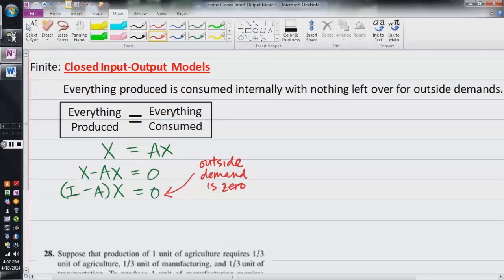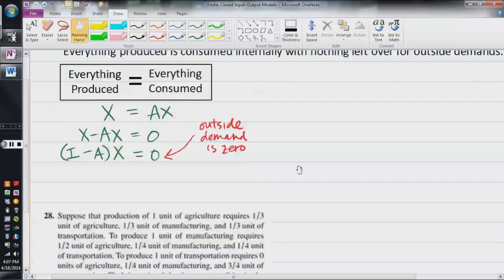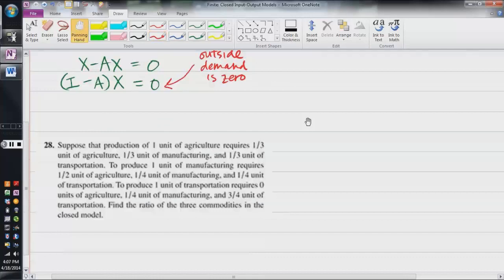So, let's go ahead and look at a problem. Scroll up here. I apologize, I know that's a little fuzzy, but this is number 28 from the section we were working on, 2.6, I believe. So let's go ahead and just take a look at this. The production of 1 unit of agriculture requires 1/3 of a unit of agriculture. So I'm just going to build a little matrix here, and this is going to be matrix A.